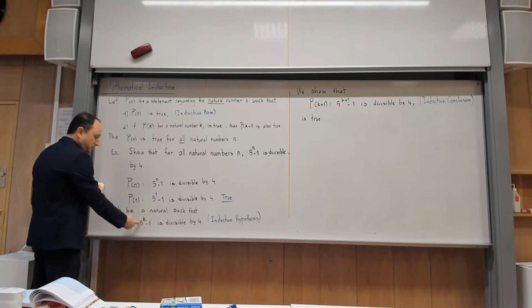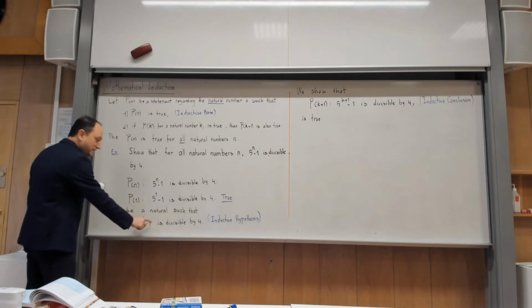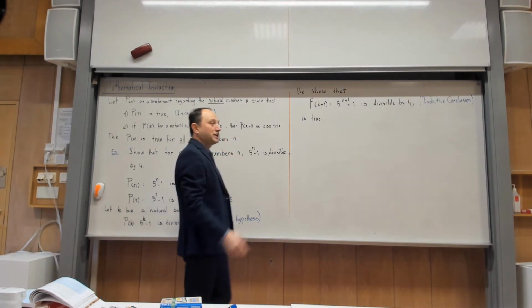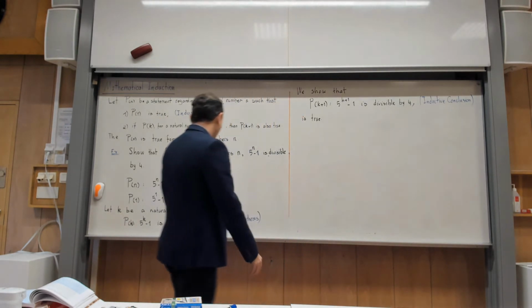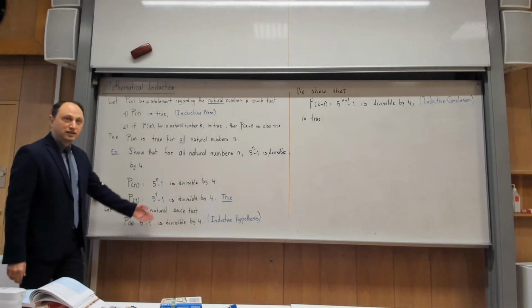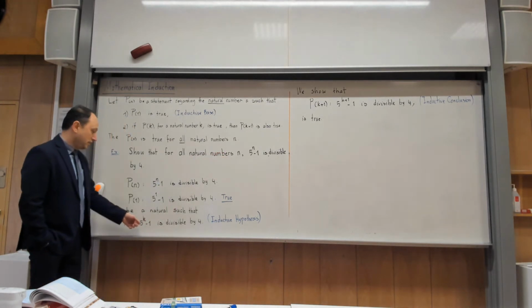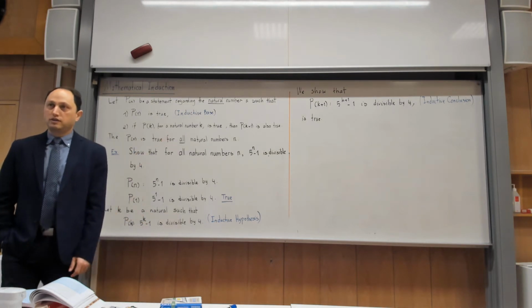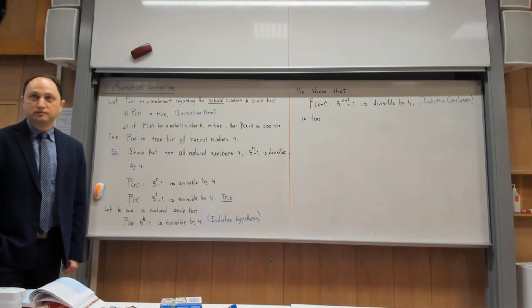I'm assuming that 5 to the k minus 1 is divisible by 4. Based on this assumption, I want to show that 5 to the power of k plus 1 minus 1 is also divisible by 4. At least I am not empty-handed, yes? Here I am empty-handed, I don't know where to start, but here at least I know. I assume that this is true. I want to go to the next step and show that the next one is also true. Is that clear? Yes or no?